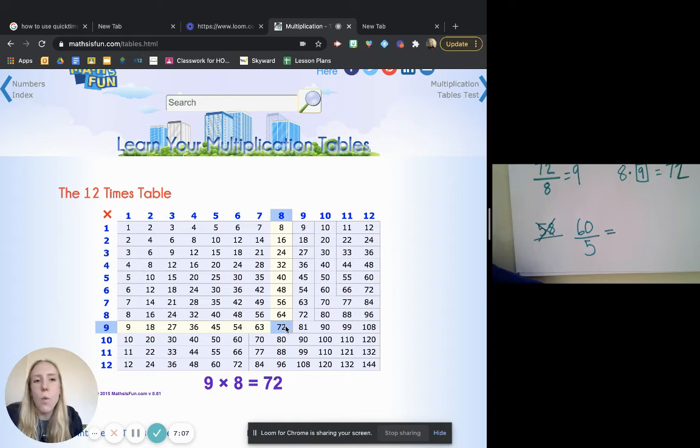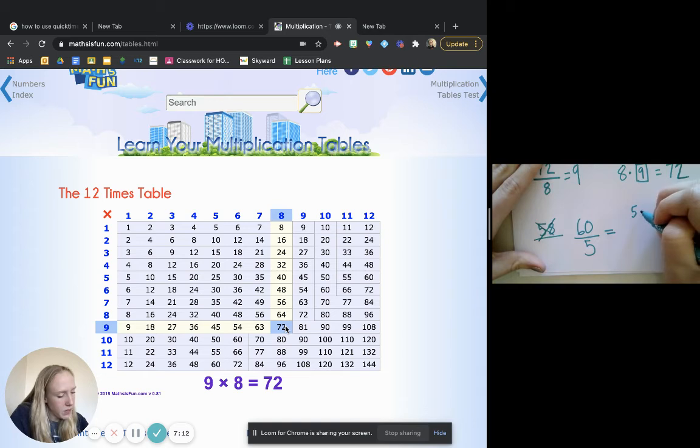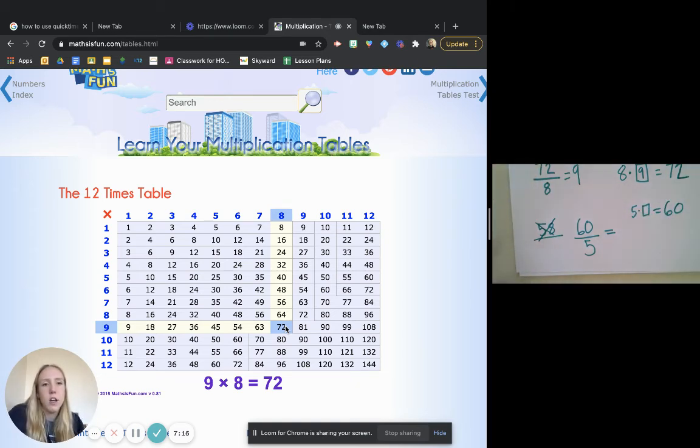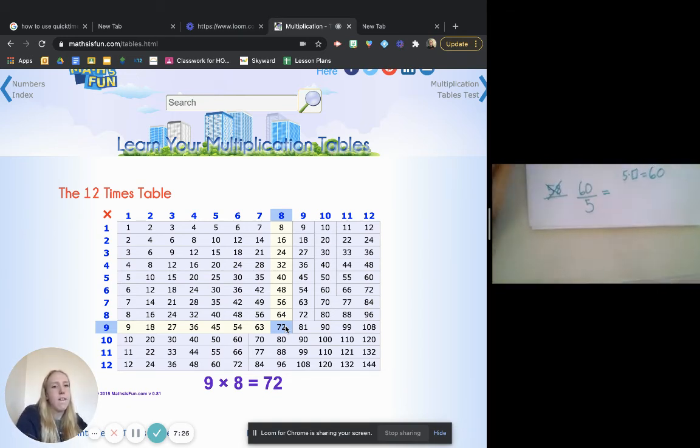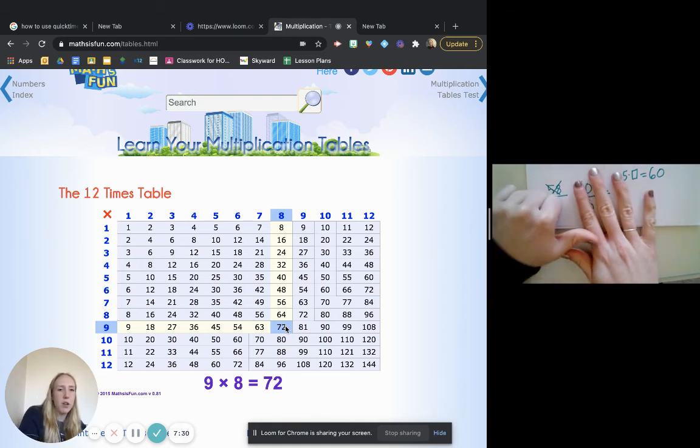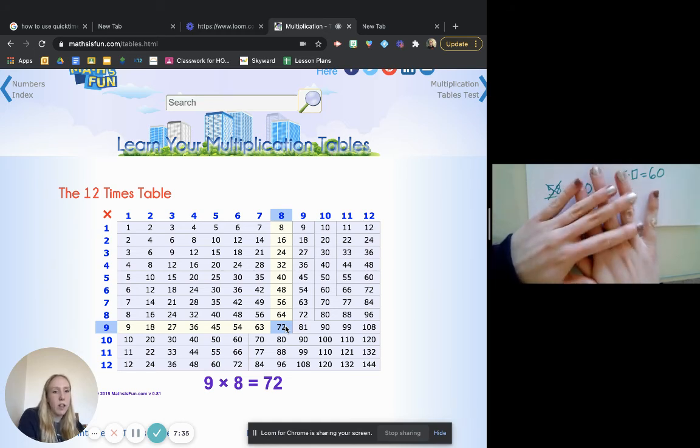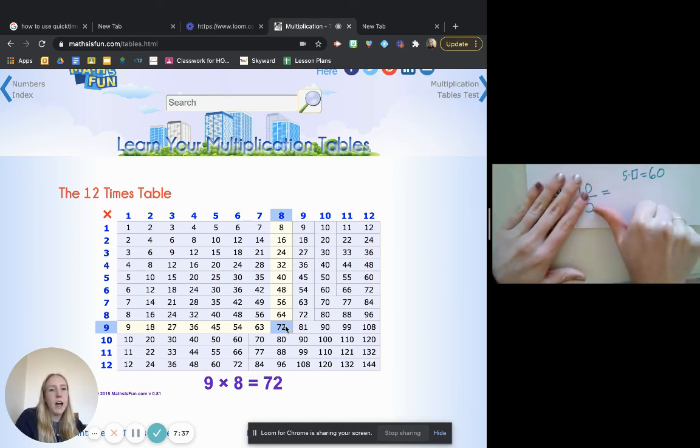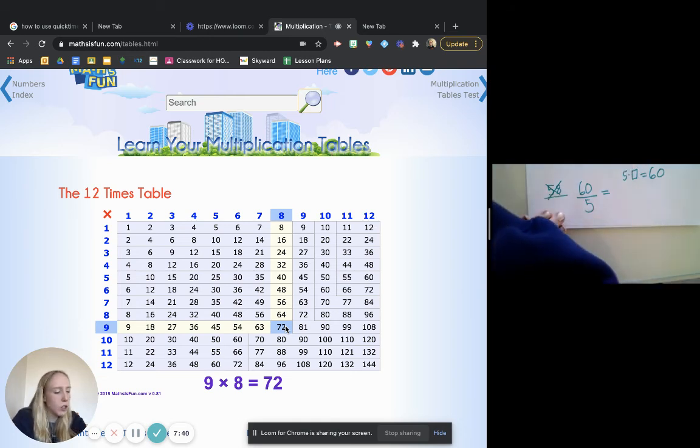I am trying to figure out what I multiply 5 by. 5 times what equals 60. So I want to figure out how many times I can fit 5 into 60. So I can count by 5s. I can go 5, 10. This is going to take a while. Hang on, let me zoom out so you can see my hands. 5, 10, 15, 20, 25, 30, 35, 40, 45, 50, 55, 60. So it took 12.